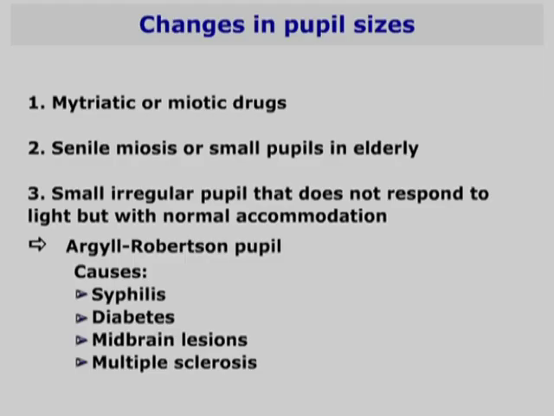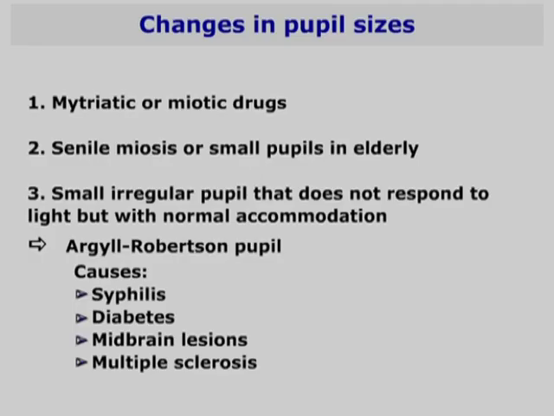If both pupils are large or small, consider if the patient is taking mydriatic or miotic drugs. Senile miosis, or small pupils, is often observed in the elderly. A small irregular pupil that does not respond to light but with normal accommodation may indicate Argyll-Robertson's pupil. Causes include syphilis, diabetes, and rarely midbrain lesions and multiple sclerosis.